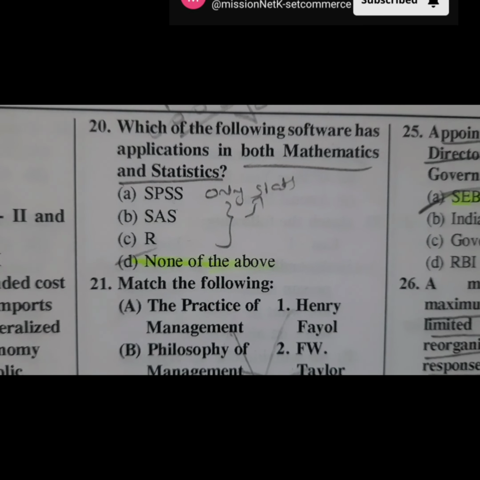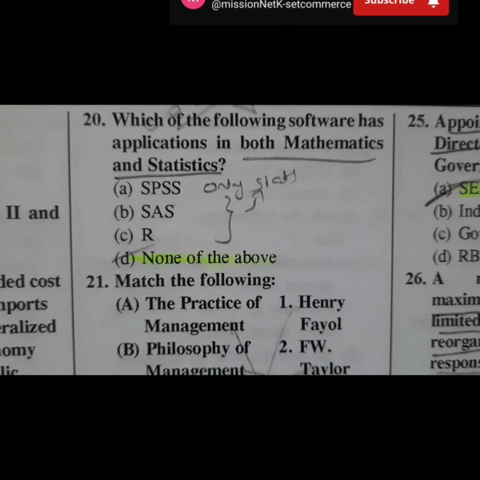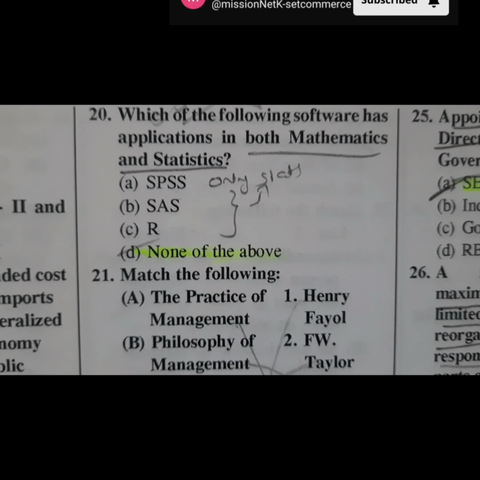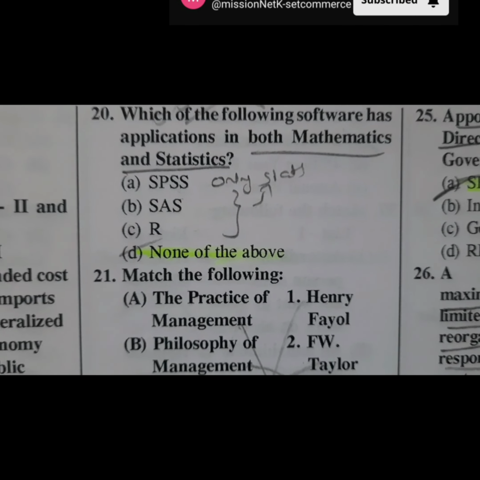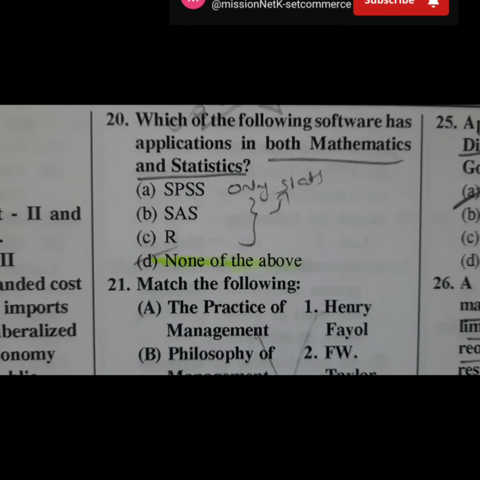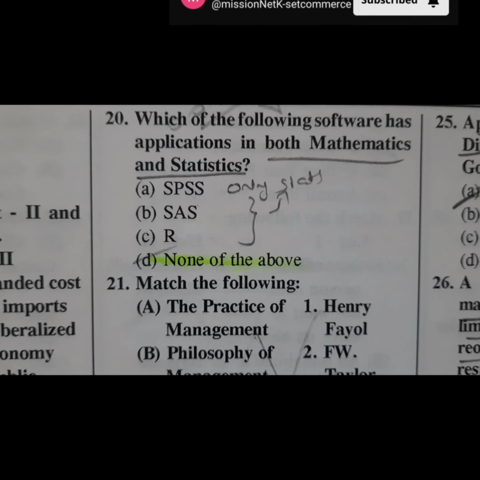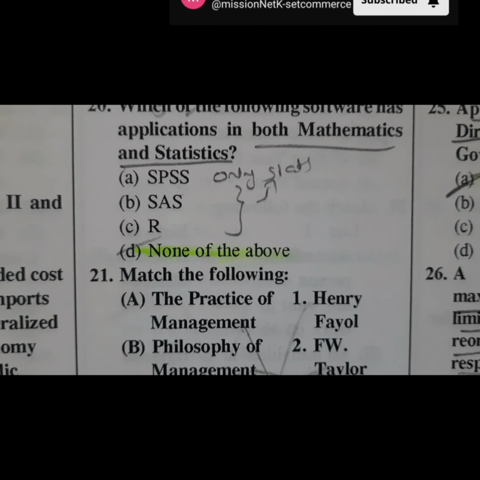The next question is, which of the following software has applications in both mathematics and statistics? Here 4 options are given below. The right answer is option D, none of the above. Because all the options given here, all the software, have applications only in statistics. So the right answer is option D.